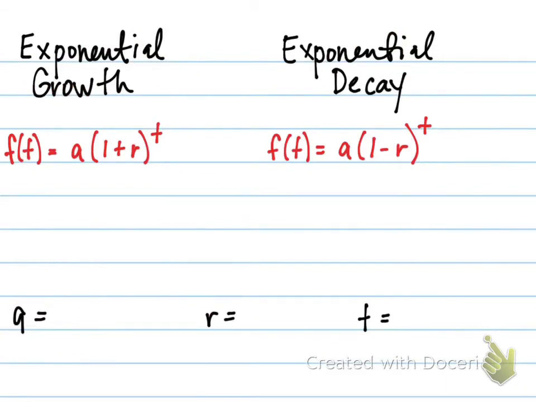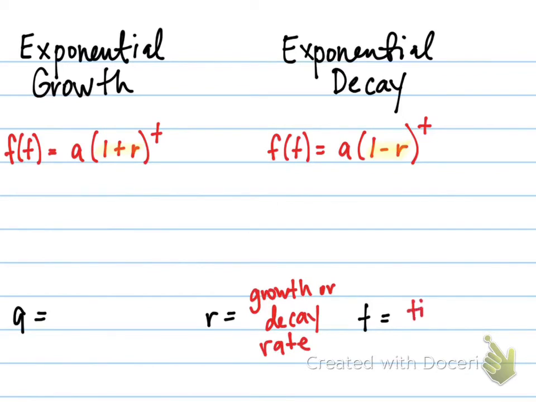Okay, here we have two equations, exponential growth and exponential decay. The only difference is this stuff in the middle. And so I have 1 plus r and 1 minus r. The r in this case represents my growth rate or my decay rate. So the r represents growth or decay rate.